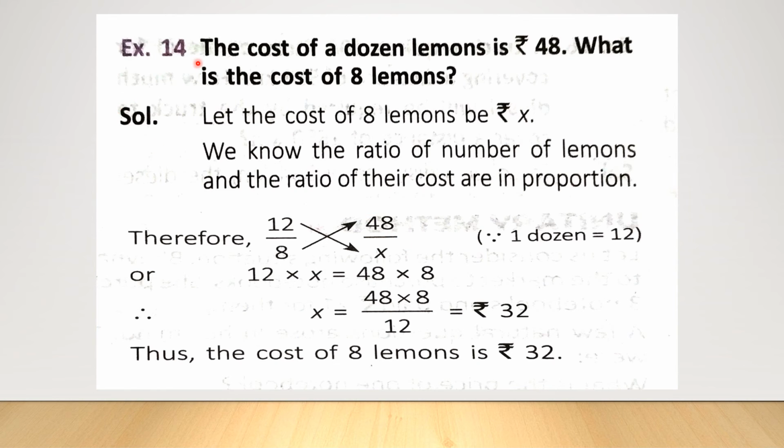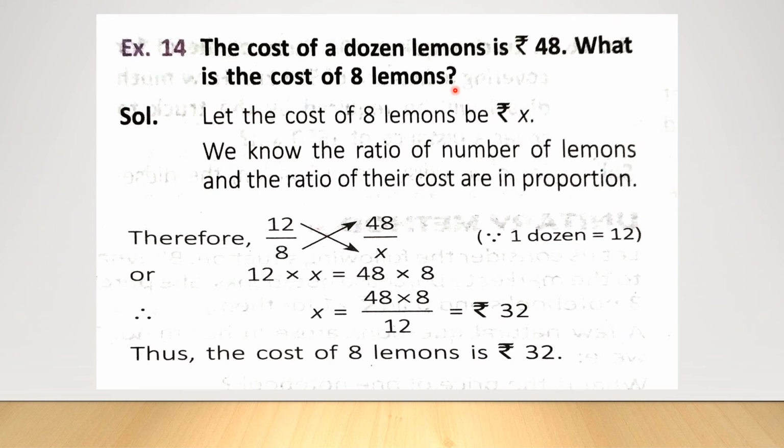Let us see another example. The cost of a dozen lemons is rupees 48. What is the cost of 8 lemons? Dozen means how many? 12. So it is given the cost of 12 lemons is rupees 48. Then you have to find the cost of 8 lemons.